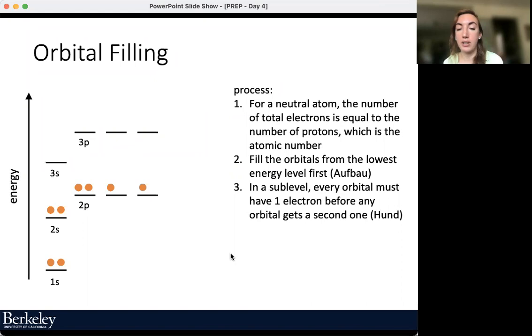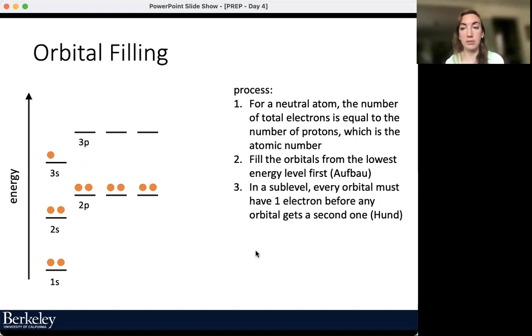So just to finish off this animation, when I add more and more electrons, I'm going to finish filling up that 2p sublevel. Now the whole second energy level is full. So now I'm allowed to move into the third level. I start filling that 3s orbital. I'm going to put one electron in it.